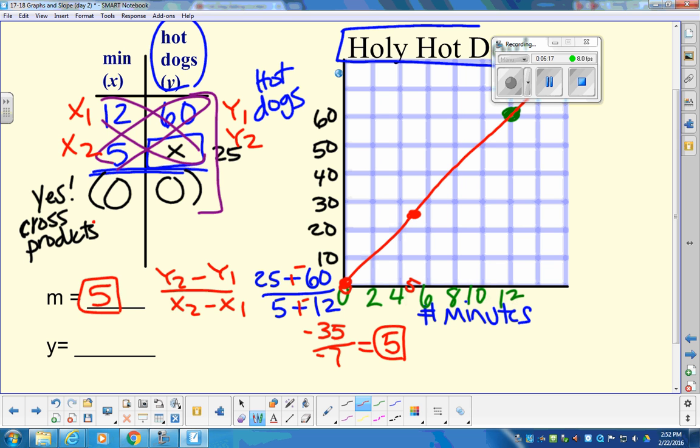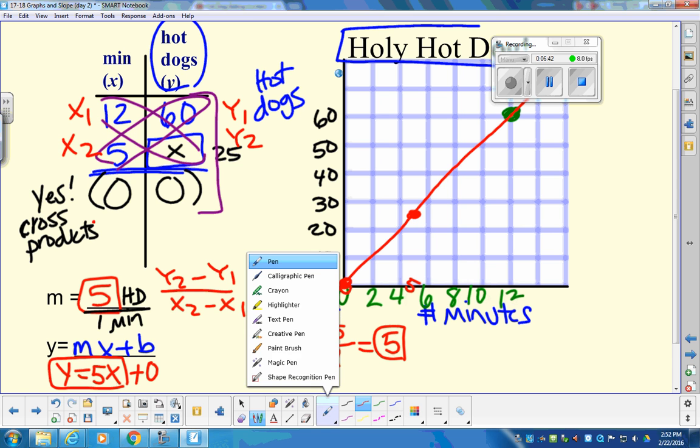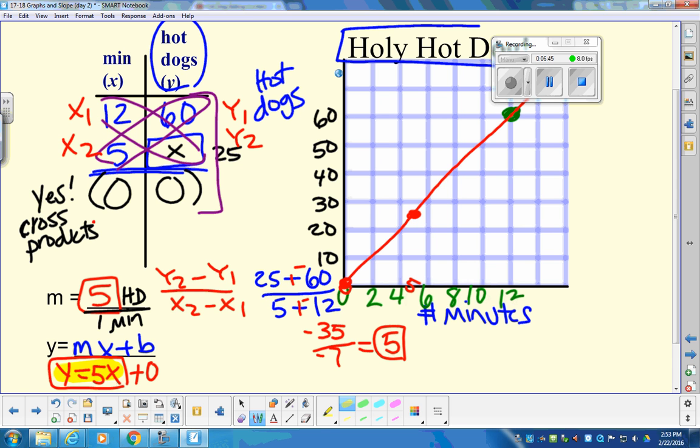So I have 5 hot dogs per minute. So let's go ahead and make sure we write that out. 5 hot dogs per minute is my slope. So my equation is in the form of y equals mx plus b. B is the beginning amount of hot dogs eaten. Well, at the very beginning, Joey has eaten 0 hot dogs. And we know the slope is 5 hot dogs per minute. So my equation really ends up being y equals 5x. I'm going to drop off that plus 0 because it really doesn't change anything. But there's my slope and there's my equation for the Joey hot dog scenario.